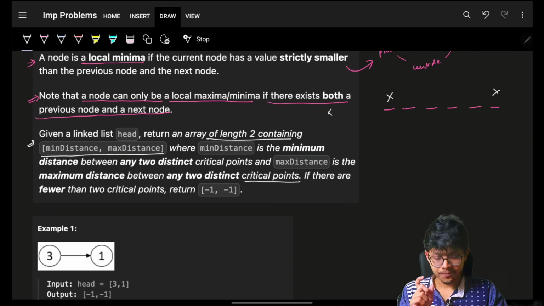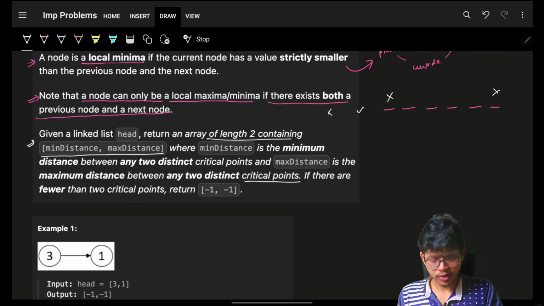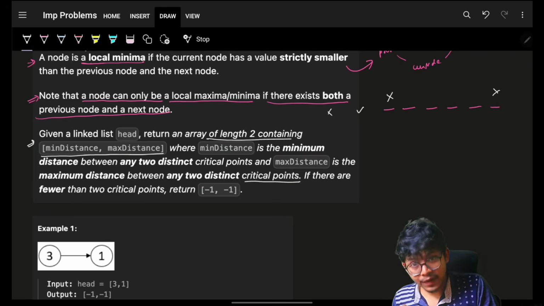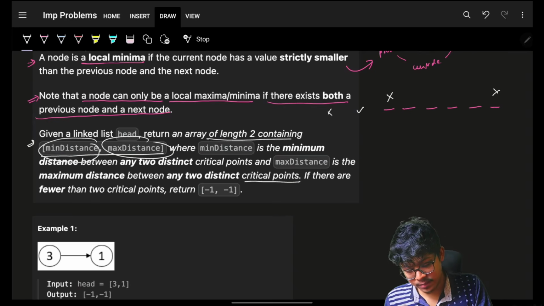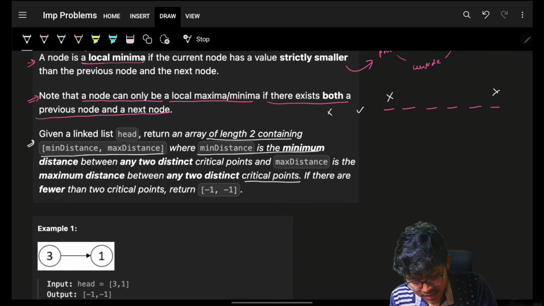What is this? So you are given the linked list. Let's represent this linked list as an array for now. You have to find the minimum distance and the maximum distance. Now they are referring, what does the minimum distance mean? Minimum distance is the minimum distance between any two distinct critical points.